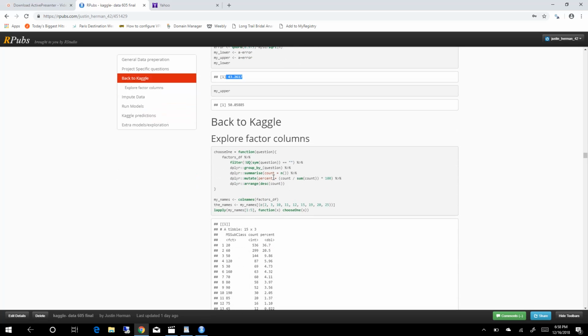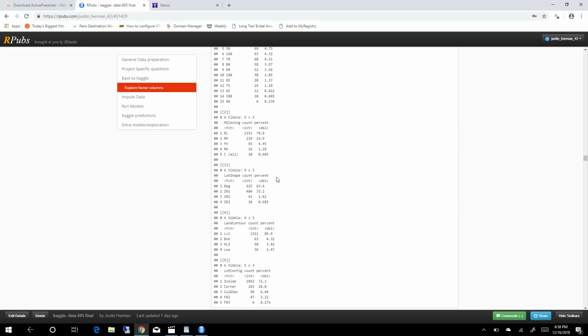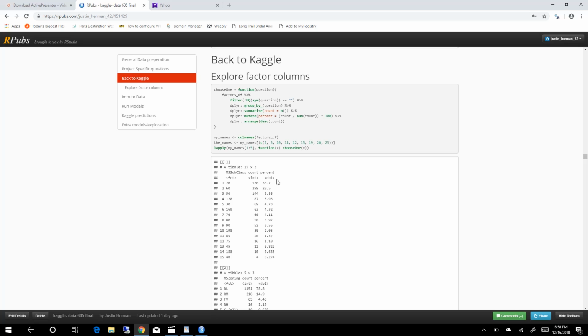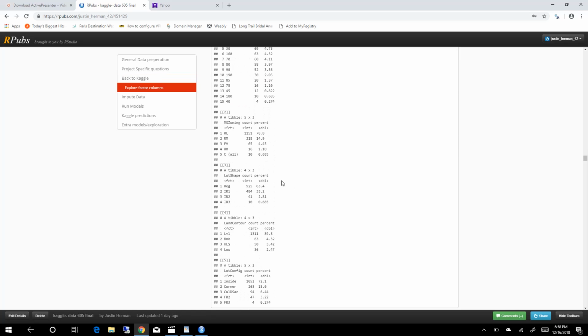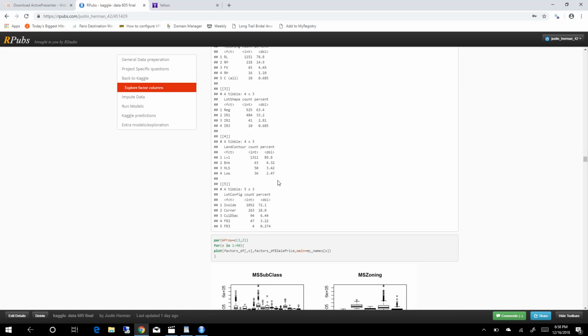Now we're getting back to Kaggle. In the Kaggle data set, I decided to look at the factor columns, and I have this custom function which prints out what percentage of the whole each factor is. It gives you a good idea of how often values occur.